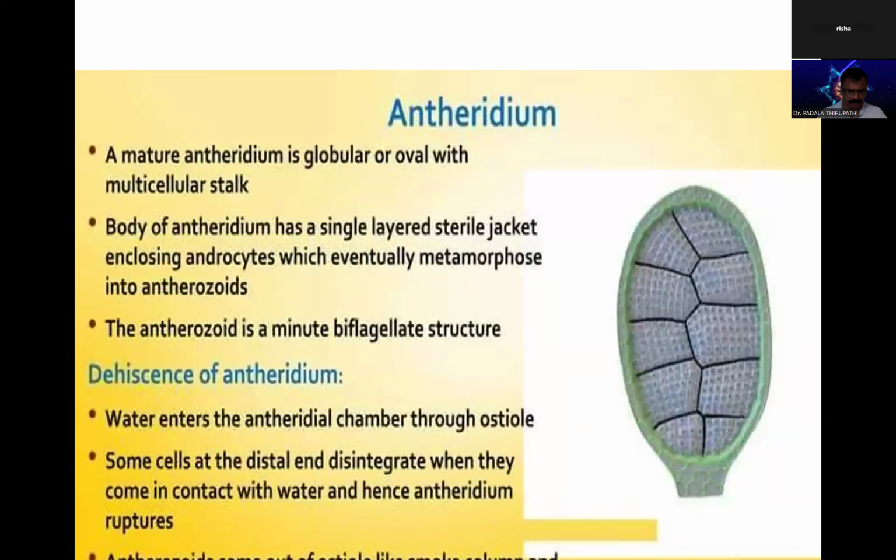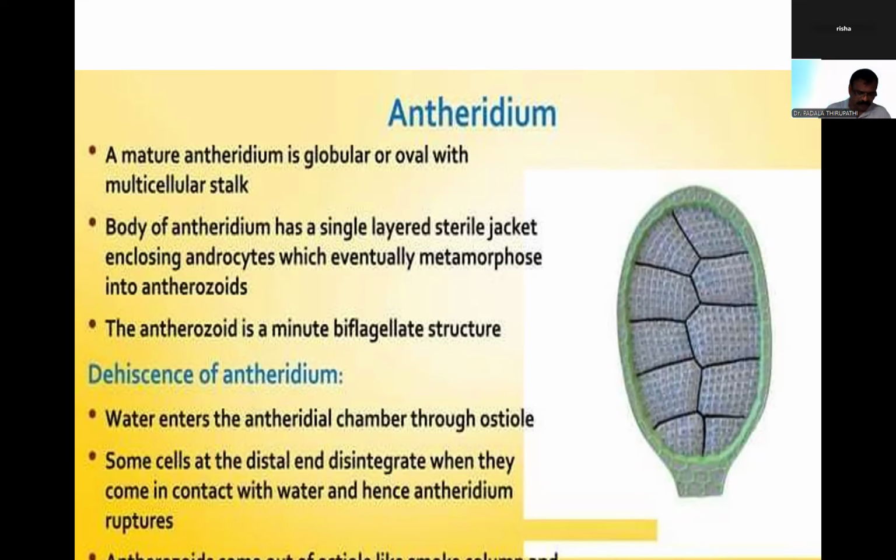About each antheridium: in each antheridial chamber, one antheridium is present. In the diagram, you are seeing the antheridium. Each antheridium in Marchantia is club-shaped. In all bryophytes, the antheridium is club-shaped. Club means mace-shaped. So you are seeing a club-shaped antheridium. A mature antheridium is globular or oval with a multicellular stalk. The complete stalk and the upper globular or oval part together are called the antheridium. That is the club-shaped antheridium.